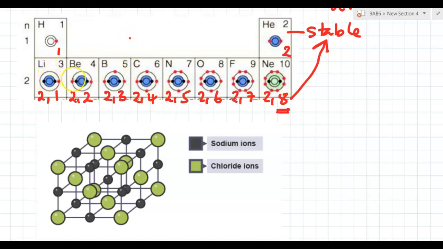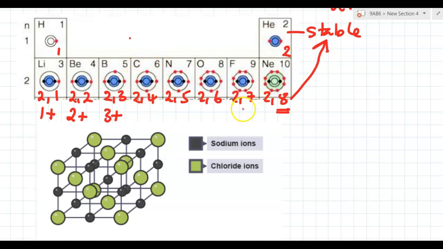lithium and beryllium are metals. They give away their outermost electrons. If I lose one, losing is positive, I'm going to be 1 plus. If I lose 2, I'll be 2 plus. Lose 3, 3 plus. Okay? I'm going to skip carbon because carbon doesn't make ions very often.